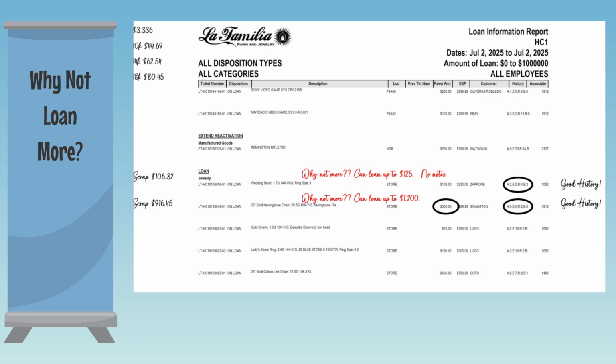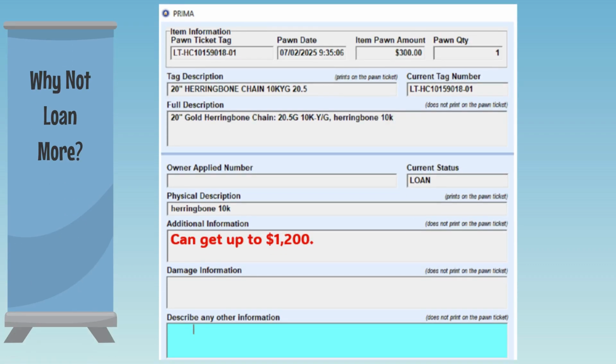So if the customer only asks for $300 this time, that's fine. But make sure in the additional information you write can get up to $1,200. That way, if they come back and need more money, we're ready to help. And the SLA or SA can confidently say, hey, we can give you more if you need it. Again, it's about being ready, asking the right question, and maximizing PSC whenever we can.